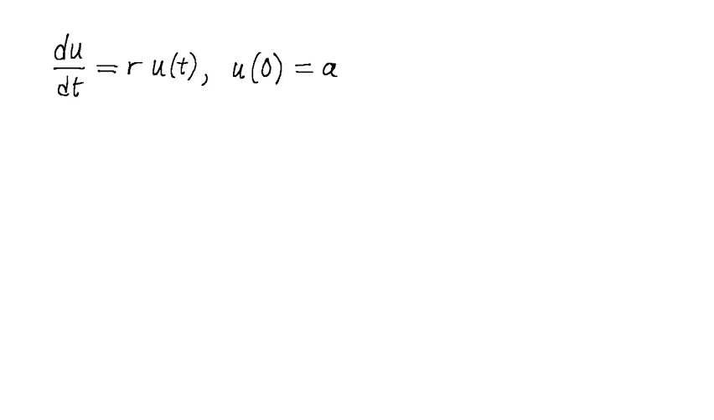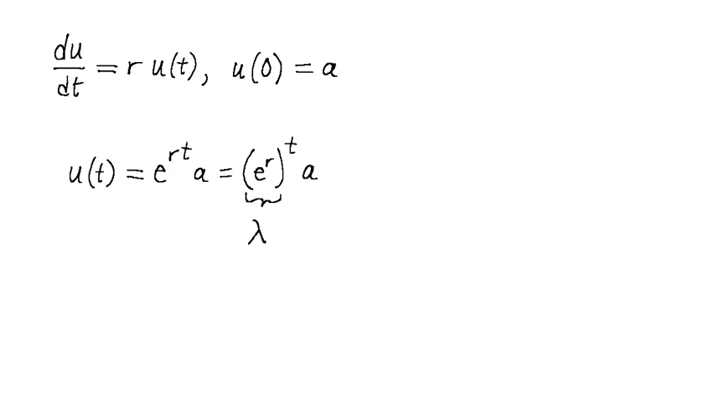Doing so, we find that u is equal to e raised to the power r t, all multiplied by the initial value a. When we rewrite the new model in this way, we see hints of previous models emerge. In particular, what we've written here as e raised to the power r, we might have written as lambda in a previous week's video. In keeping with previous videos, we find that the model makes two basic predictions.